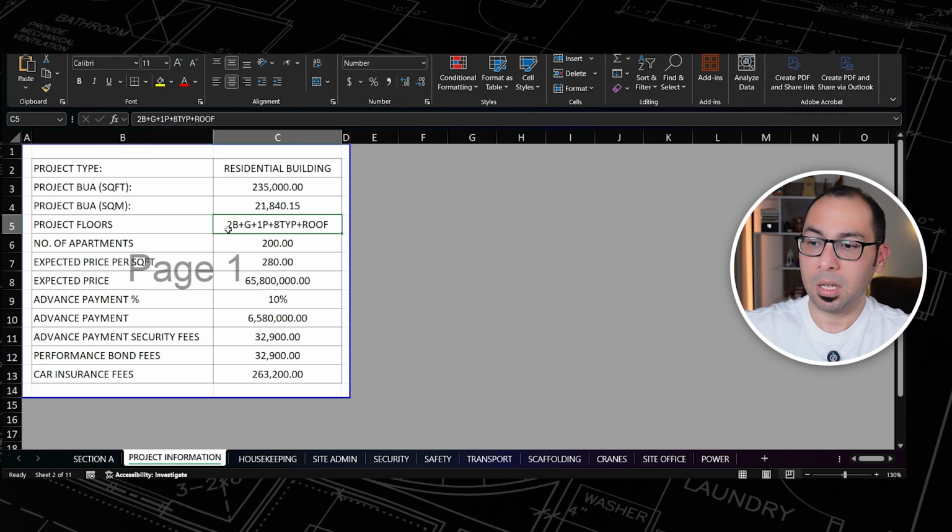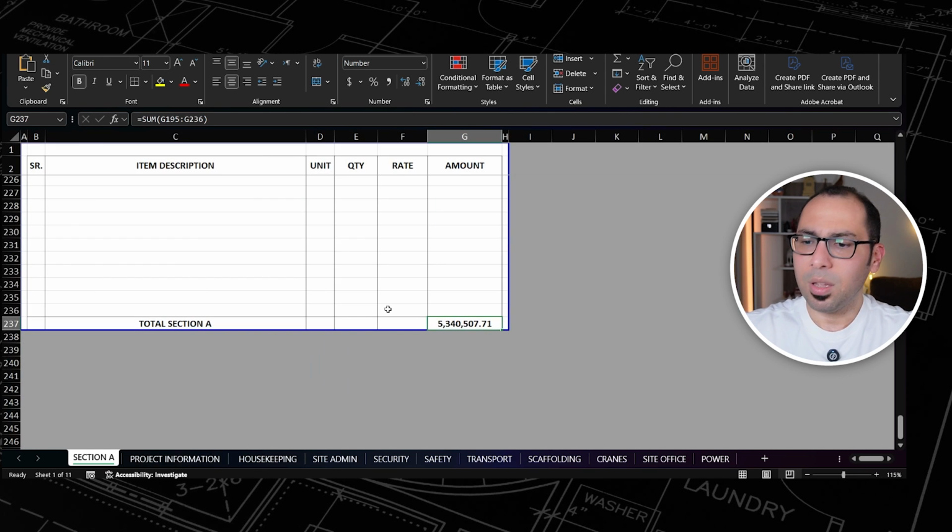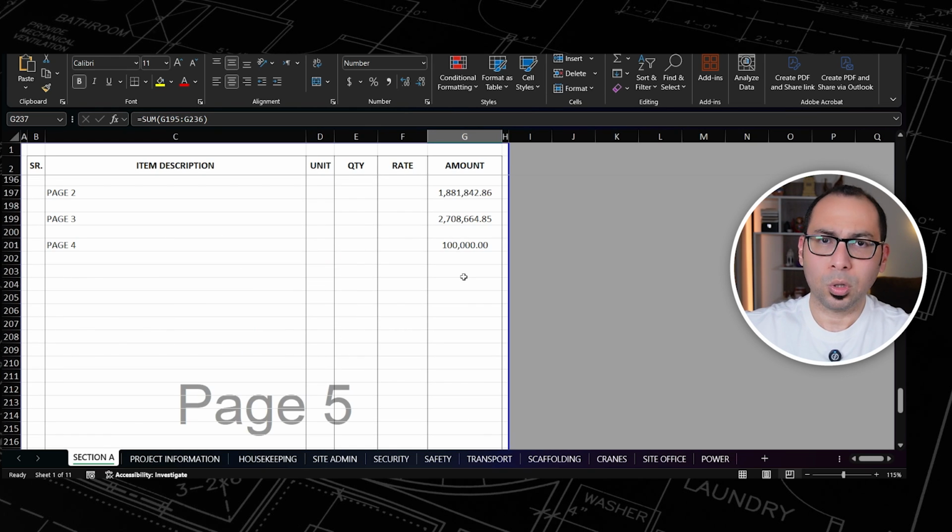The building criteria here, it has 2 basements, ground, 1 podium, 8 typical floors, roof, and all of that. So it's a big building with 235,000 square foot built up area or 21,000 square meter built up area. So a project in that size, let's say, will need these general requirements that we talked about here now.